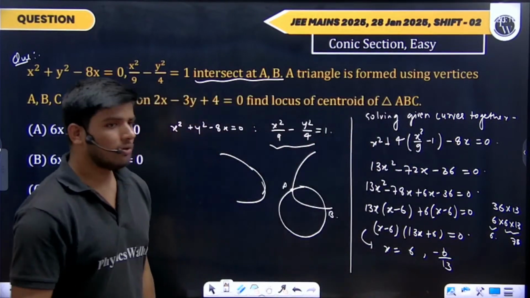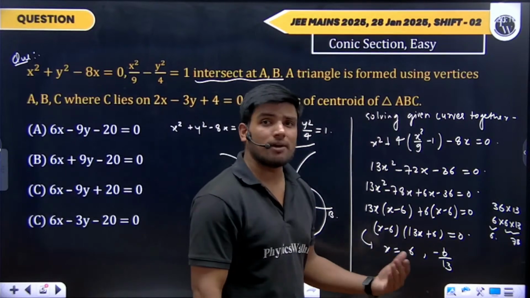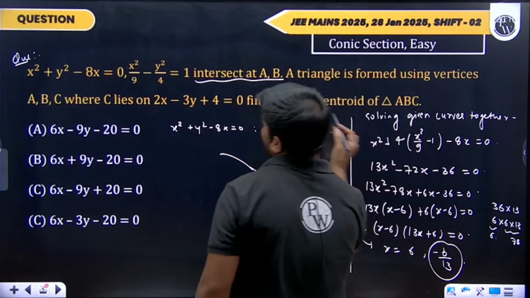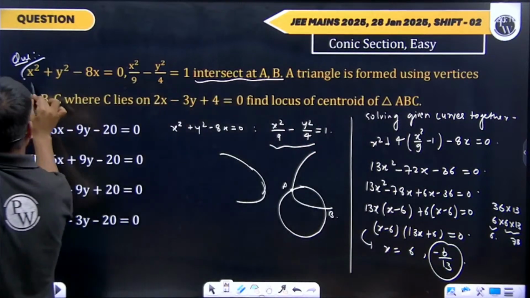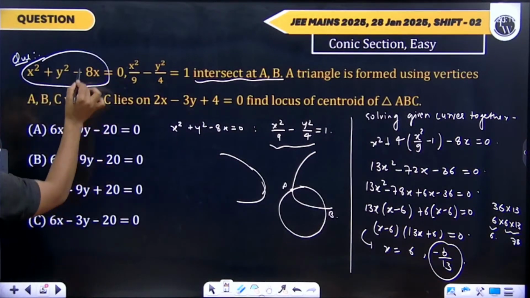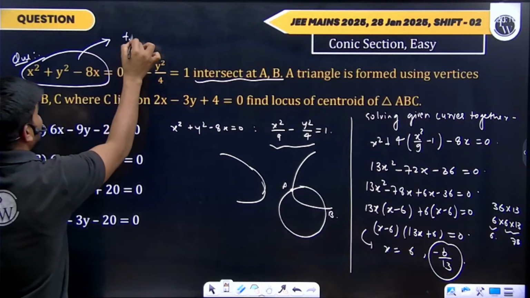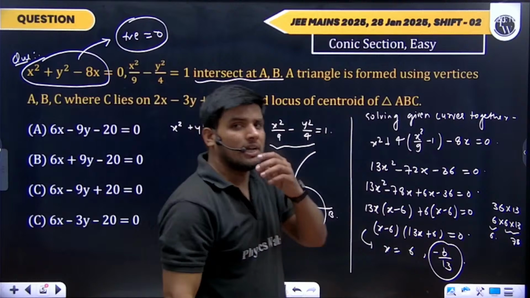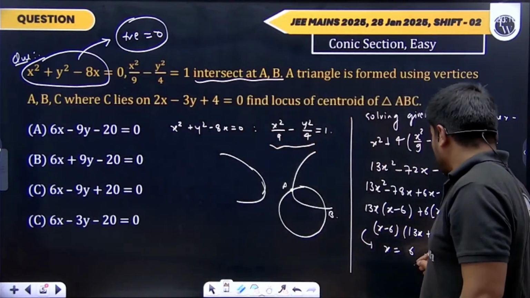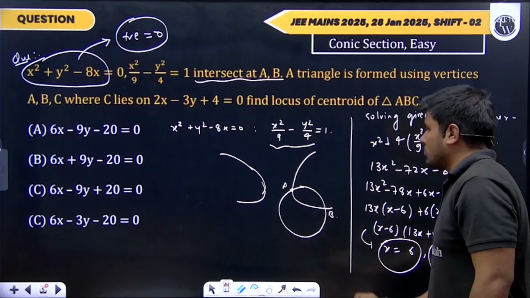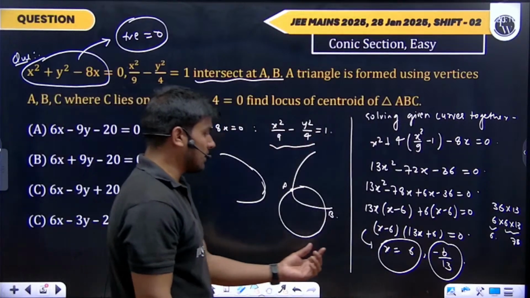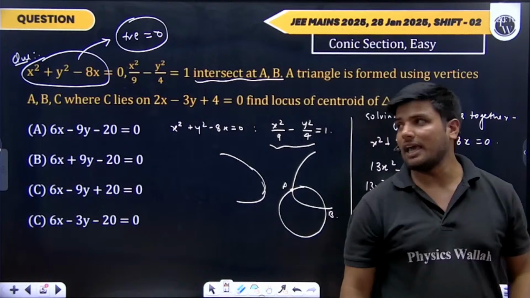Now what value of x do we have to take? If we put x equals to minus 6 by 13 in this equation, you all can check, we will get some positive value equals to 0. That is never possible. So we will take x equals to 6 as the value of x.